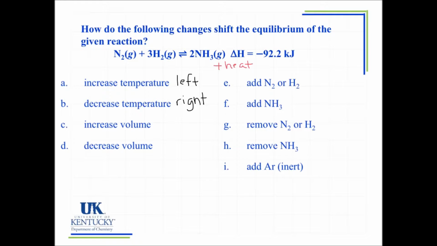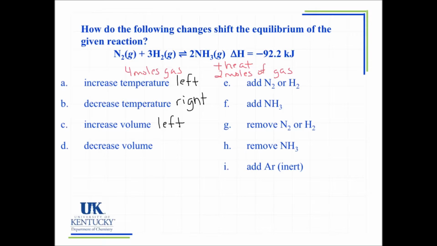We can also look at increasing or decreasing the volume, and for that we have to worry about the moles of gas. All my substances are gases, so I can count everything. On the left side, I have 4 moles of gas, and on the right side, I have just 2 moles of gas. If I increase the volume, the reaction is going to favor the side that has more moles of gas. Increasing the volume decreases the pressure, so we get a shift towards the left side.